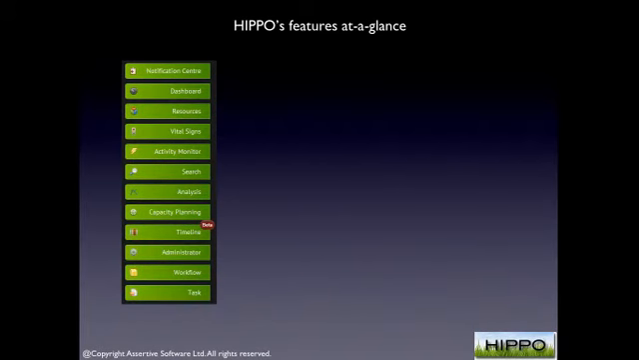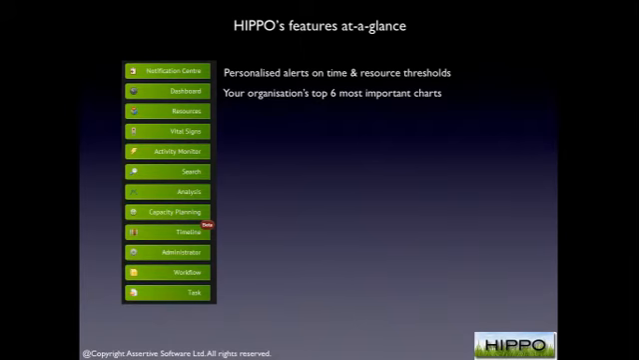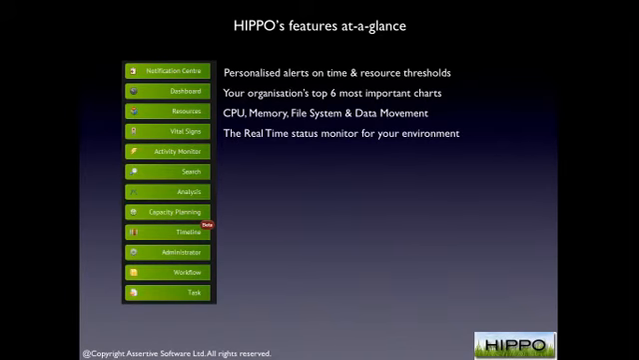Let's look at HIPPO's features at a glance. This is a HIPPO menu on the left-hand side here. I'm going to quickly run through what they are. We have the Notification Centre, which raises personalised alerts on time and resource thresholds. We have the Dashboard, which is your organisation's top 6 most important charts. Resources gives us CPU, memory, file system and data movement metrics. Vital Signs is a real-time status monitor for your environment. Activity Monitor is a real-time and historic view of every workflow and session running across your entire Informatica environment. It's an ideal tool for the Informatica support analyst.